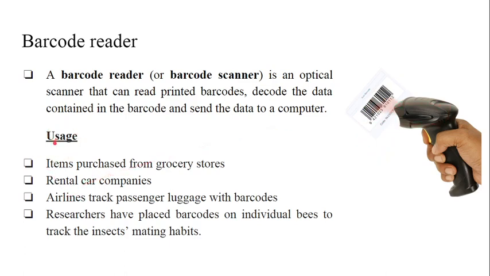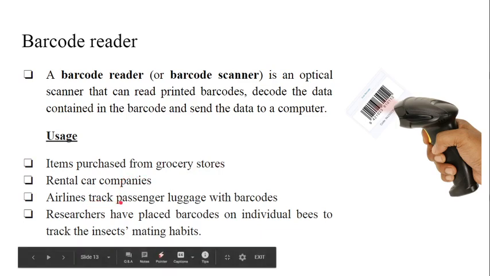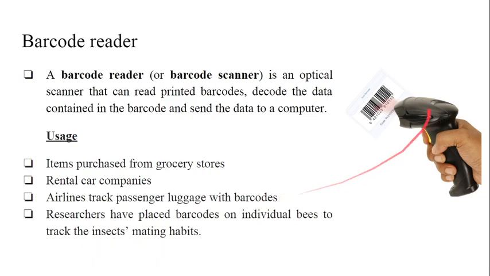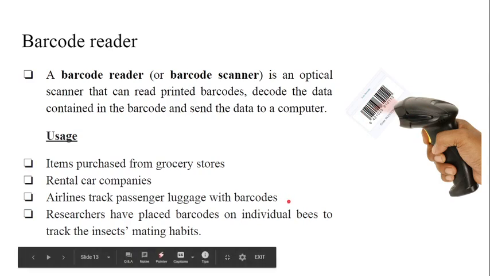Usually barcodes are used in items purchased from grocery stores, and by rental car companies to identify each car. Airlines track passenger luggage with barcodes. For each passenger's luggage, they stick a barcode so that they can easily identify the luggage. Recently researchers are also using barcodes on individual bees to track the insects' mating habits.